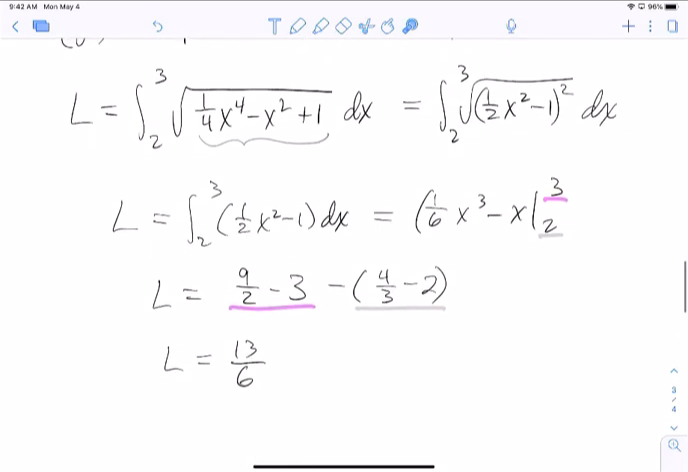In any case, now we have 1/2 x squared minus 1 is our integrand, so we're going to integrate using the power rule. 1/6 x cubed minus x, evaluated from 2 to 3. Putting 3 in place gives us 9/2 minus 3. Putting 2 in place of x gives us 4/3 minus 2 using the fundamental theorem of calculus part 2. We subtract those two values, and L turns out to be 13/6 for the exact value.